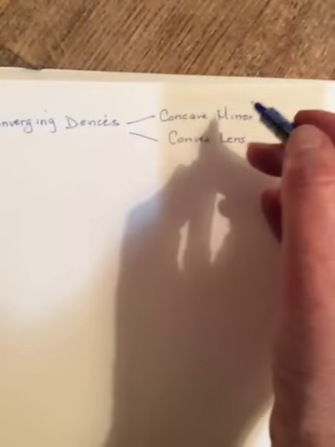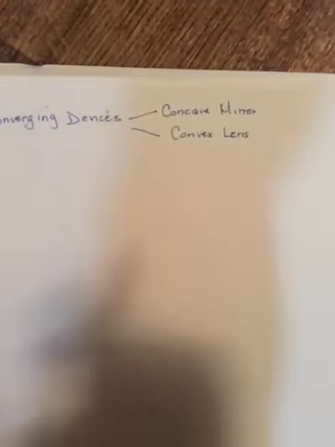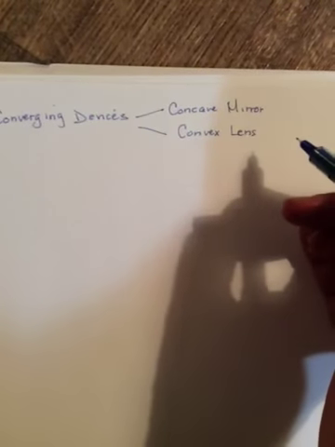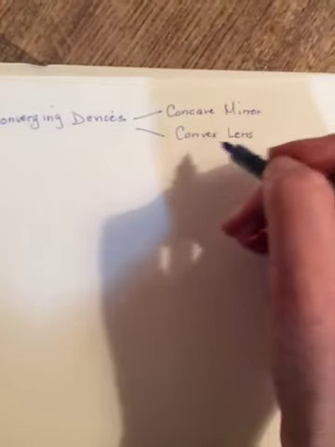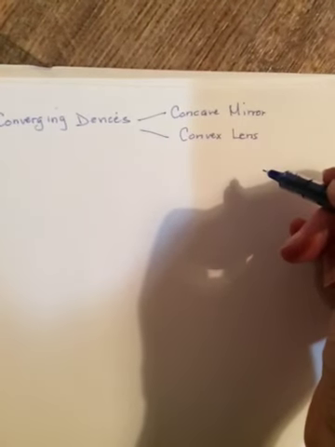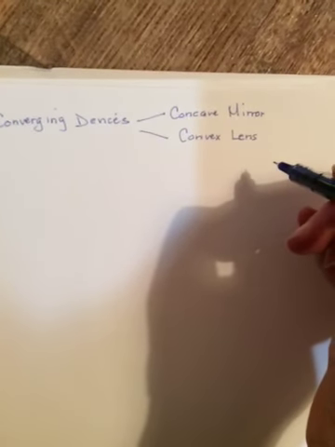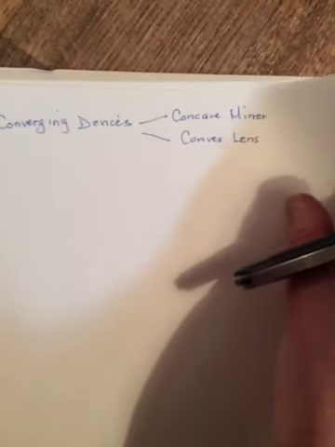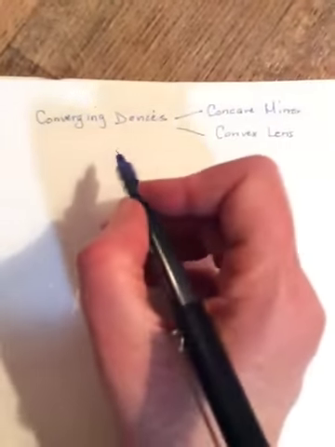Each of these has an F that's positive. The only time you can get a virtual image from these, wow, that's really blurry, the only time you can get a virtual image from these is if the object is placed between F and the mirror, and the virtual image is always, always, always larger. Okay, those are converging devices.